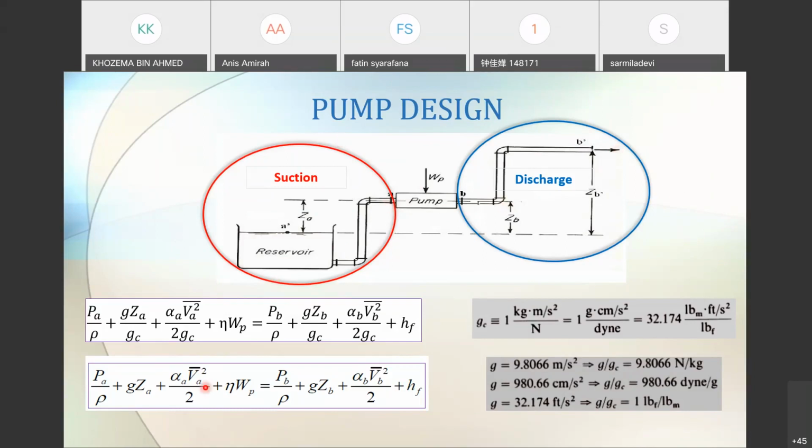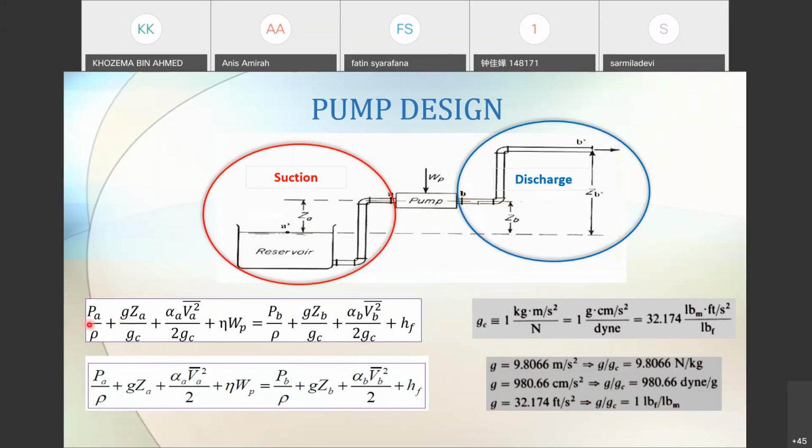So here is where we look at the Bernoulli equation. Now in the Bernoulli equation, you will do a Bernoulli equation between point A and point B. Point A is just before the liquid is going into the pump, and point B is just after the liquid is flowing from the pump.